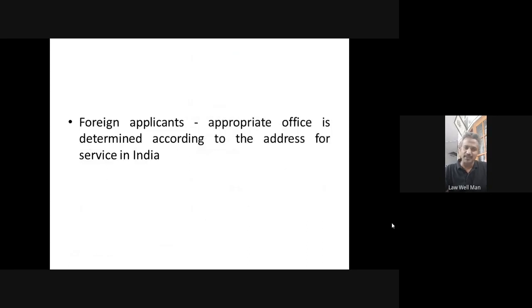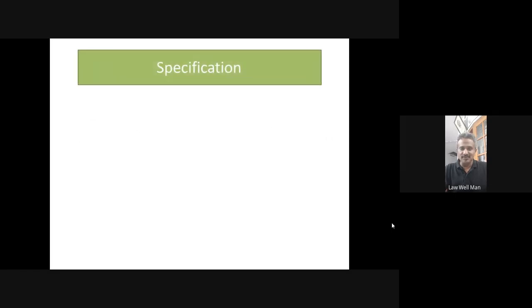As far as a foreign applicant is concerned, which is the relevant patent office, that could be a question that should arise, because in India, the majority of the patents are held by foreigners. So the appropriate office for a foreign applicant is determined according to the address for service in India. They will have an address for service in India. If it's in Mumbai, then it comes under that. If it is somewhere near Hubli, then it will go to the relevant patent office. So it's like that. And now we have something known as specification.